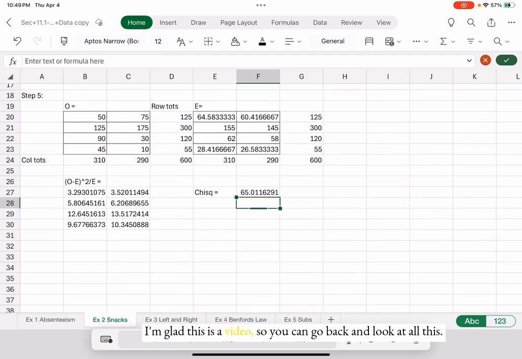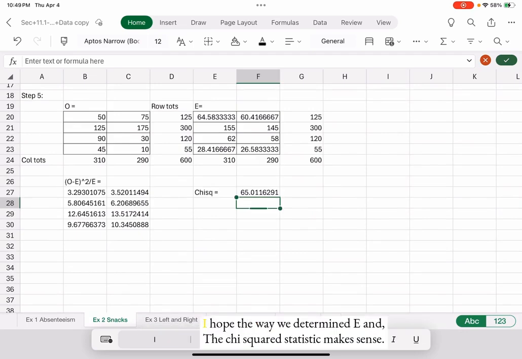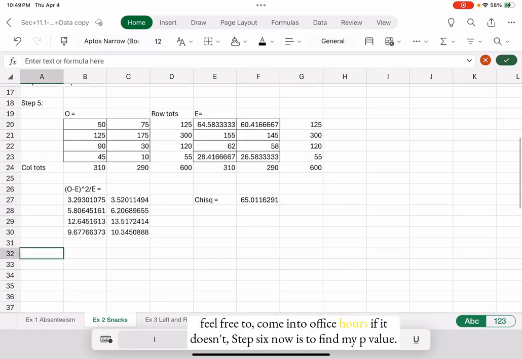I'm glad this is a video, so you can go back and look at all this. I hope the way we determined E and the chi-squared statistic makes sense. Feel free to come into office hours if it doesn't.